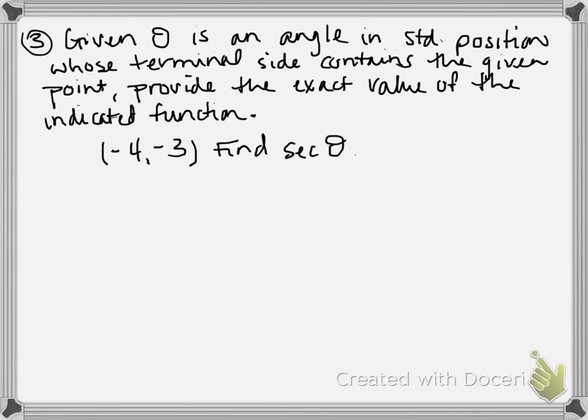So let's think about this for a second. I have an angle and it's in standard position, so it's positioned in a coordinate system. The initial side is always along the positive x-axis. So that's the initial side of my angle. The terminal side goes through the point (-4, -3). So 1, 2, 3, 4. The terminal side goes through this point right here, like this. And I have this angle that I'm calling theta.